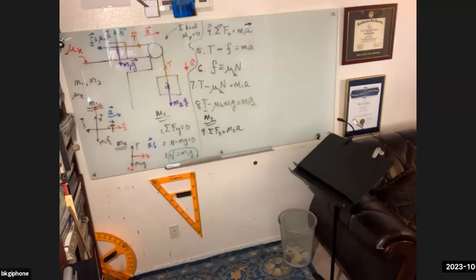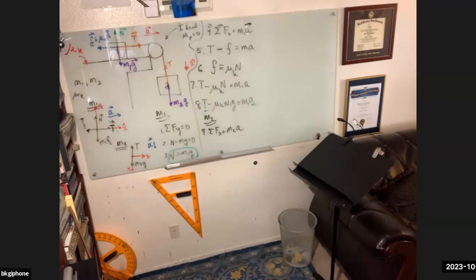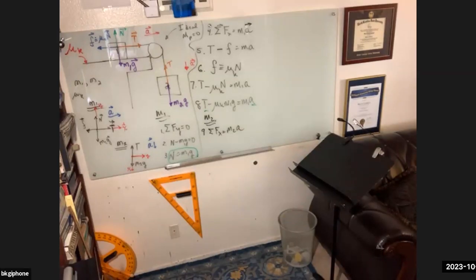Mikey, yeah. Okay. And my reasoning for that is because since block 2 is moving downwards, that to me means that M2G has to be greater than T. That's correct. But that isn't what Kareem said. Kareem, repeat again what you said. I said for the left side, it would be T minus M2G equals M2 times the acceleration. That's right.